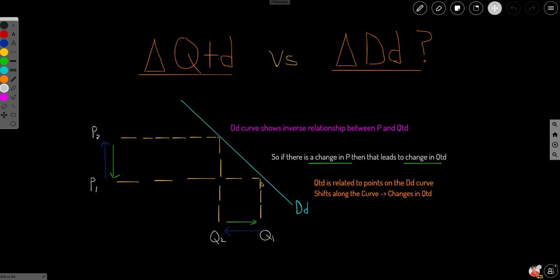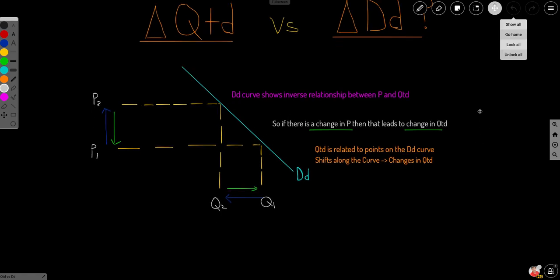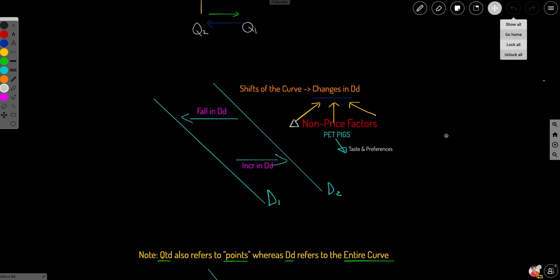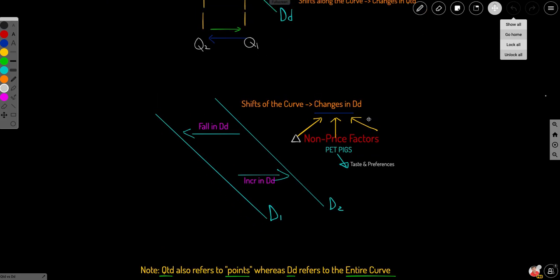Shifts along the curve. Can you see that? Shifts along the curve are changes in quantity demanded. So this is what quantity demanded is all about. This is when we make use of the term quantity demanded: when we are looking at points on the demand curve, and when there is a change in the price, because that will lead to changes in quantity demanded, as opposed to changes in demand.